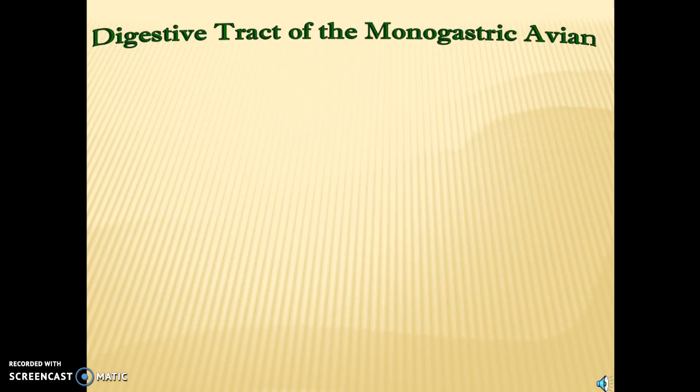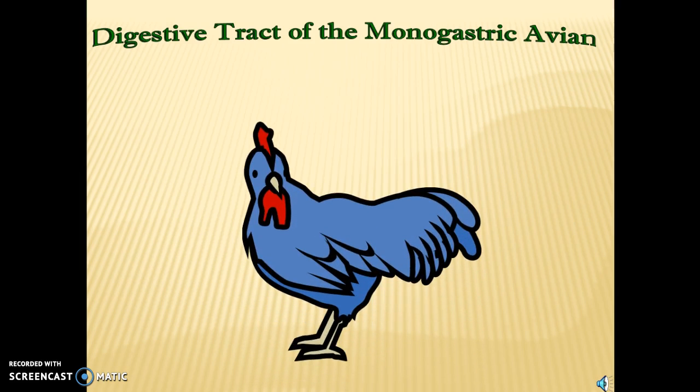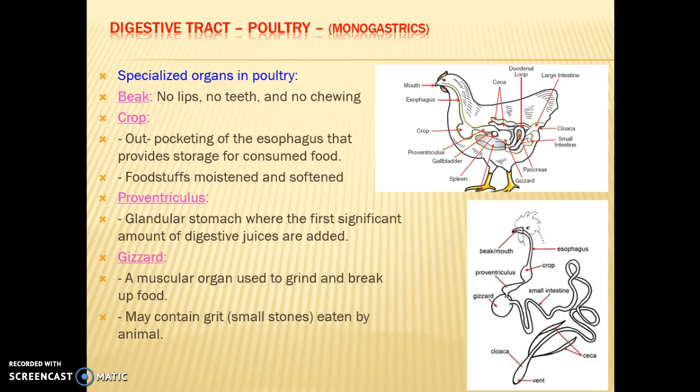Now coming to the digestive tract of monogastric avian. In poultry, it is also known as a modified monogastric system. Here it is different from other monogastric animals because poultry has a beak, crop, proventriculus, gizzard, and small intestine and large intestine. Because there are no lips, no teeth, no chewing, food goes directly into the crop, and the crop is an outpocketing of the esophagus that provides storage for consumed food.